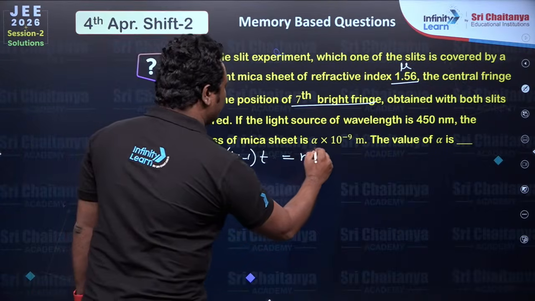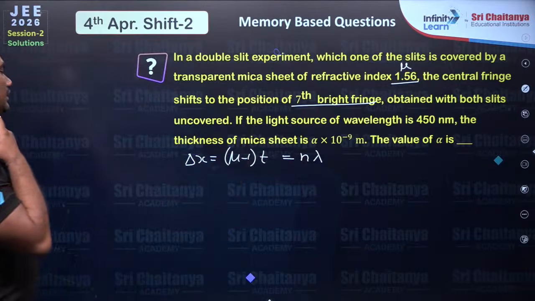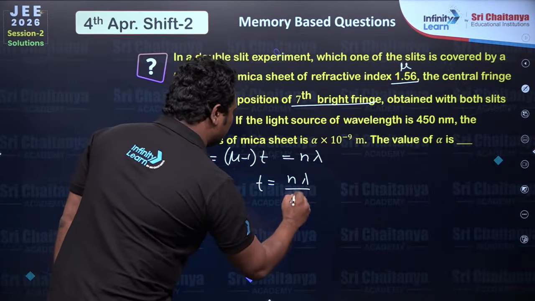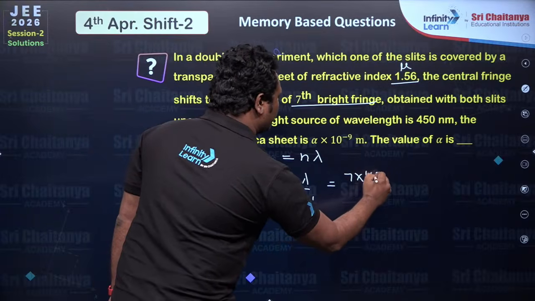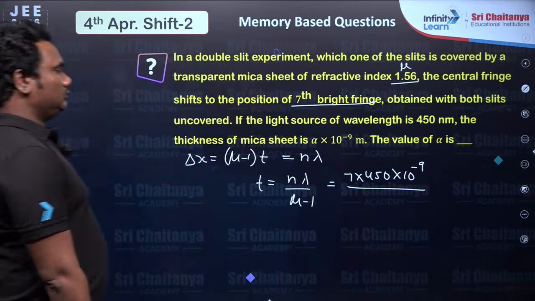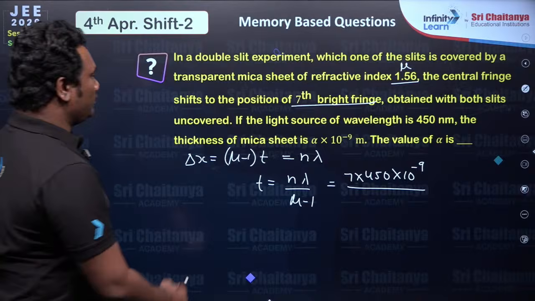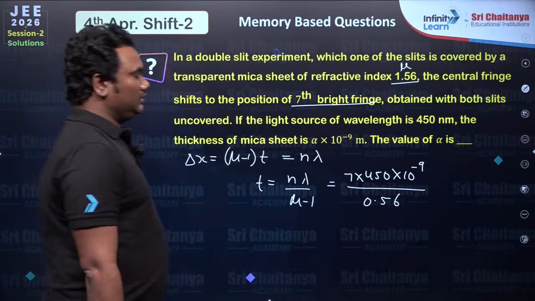When it is not covered, it is simply n lambda for maximum, for the bright fringe. So my aim is to find this value of t. Thickness is n lambda by mu minus 1. So 7th fringe with 450 nanometers, 7 into 450 divided by mu minus 1. So what is this? Simply 0.56. You can solve this answer.